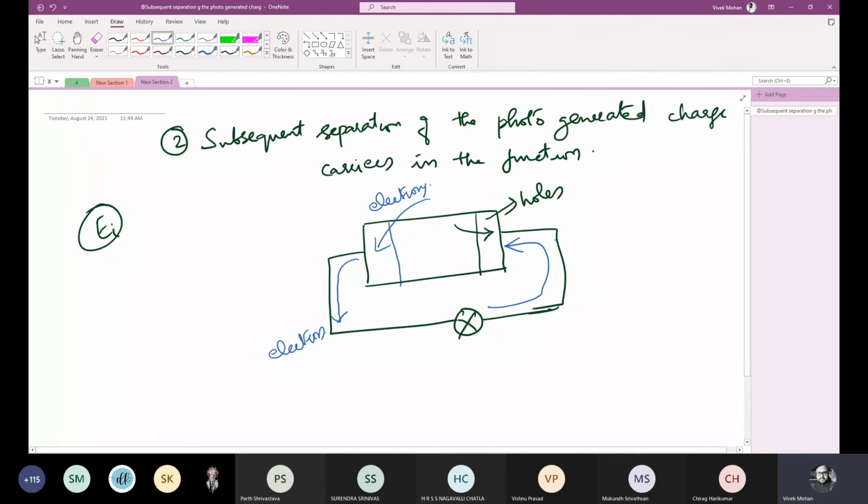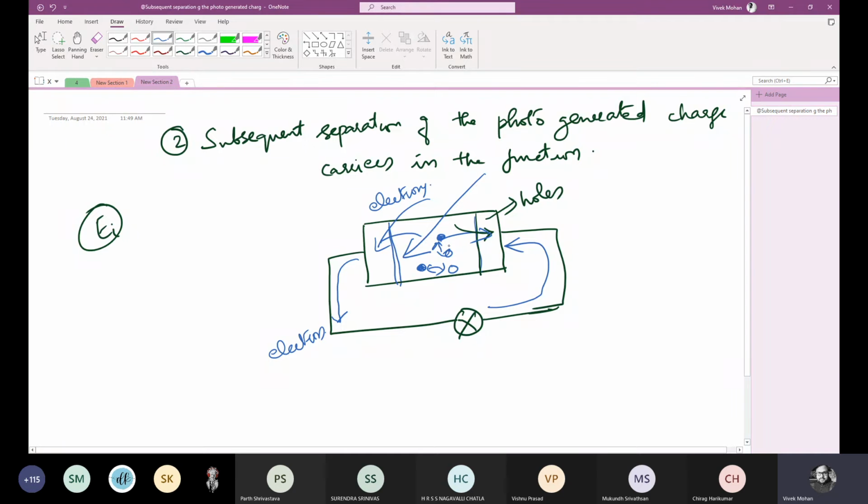Now for that, absorption of a photon here leads to the generation of an electron hole pair. So electron hole pairs are here. Now the electrons and holes will recombine. Then what will happen? With some semi-permeable membrane, the electrons and holes can be separated. So here we have a membrane, here we have a membrane. So using this they can be separated.